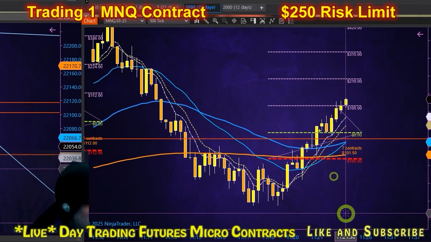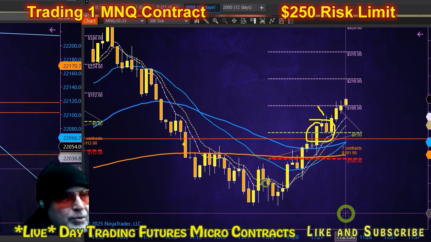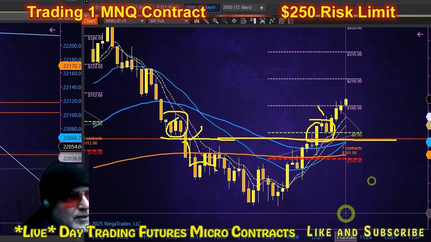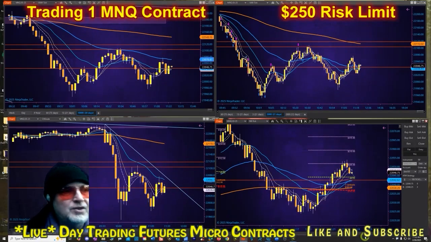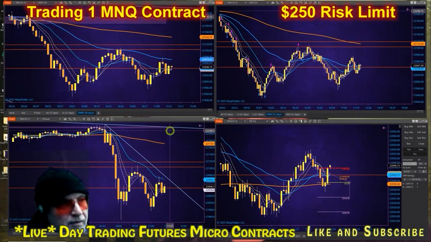I want to trade on the same side of the moving averages. So I don't want to go long until price is on the right side of the moving averages. I don't want to go short until price is on the right side of the moving averages, in conjunction with consolidation and retesting and breaking the pivot level. All that stuff working together has given us our trade setup.